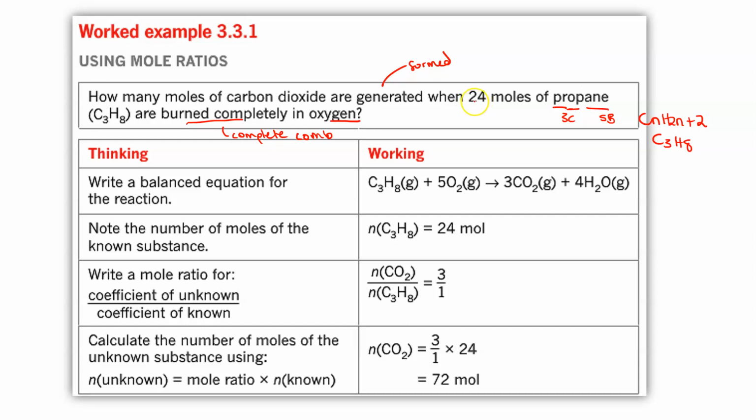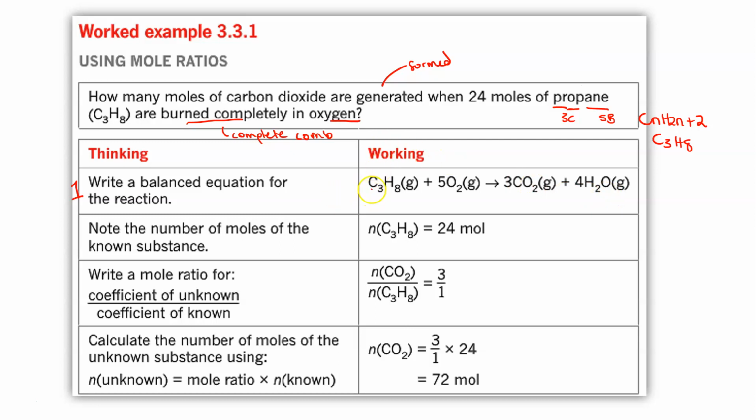As I said before, the first step that we're going to have to do with any of these is write a balanced equation. So we have C3H8, gas, because remember things burn in the gaseous form, and this is less than 4 carbons long, so it will be a gas under standard conditions. Plus O2 gives us CO2 and H2O.